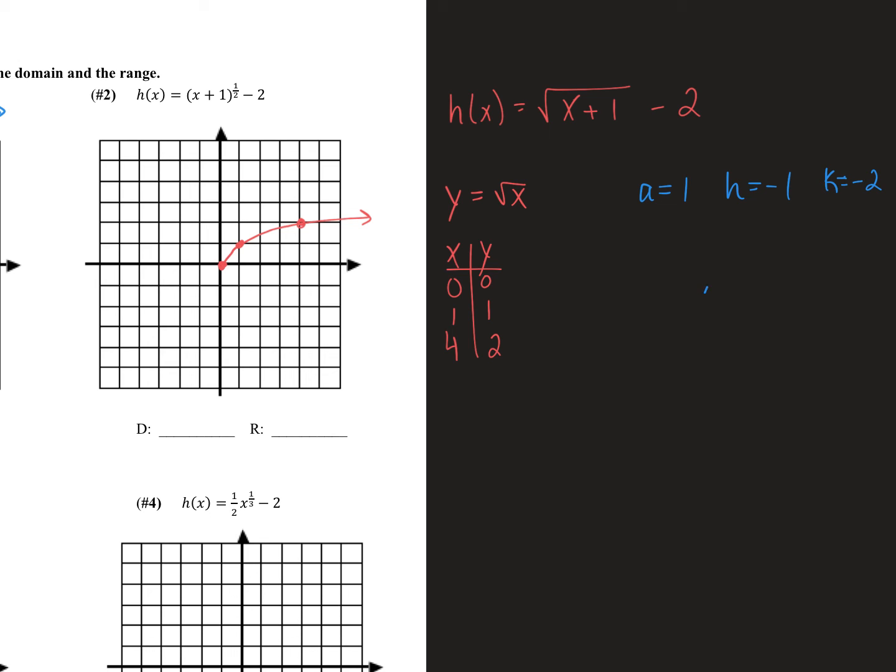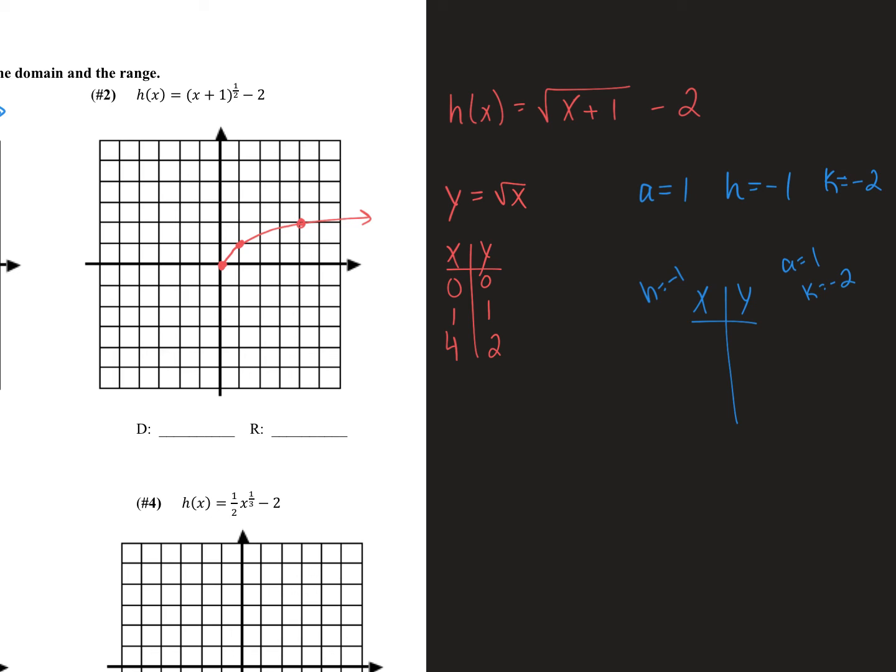So we're going to make an xy table for our new function. I'm going to write h is equal to negative 1 over here, a equals 1, and k equals negative 2 over here. We're going to take each of the x values in our xy table for our parent function and add h. Since h is negative 1, we're really just subtracting 1. So I'm going to take each of my x values in that table and subtract 1.